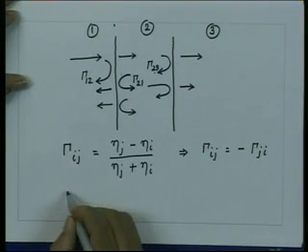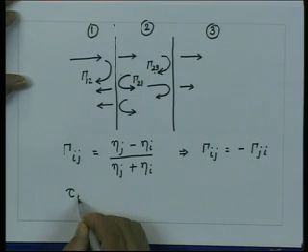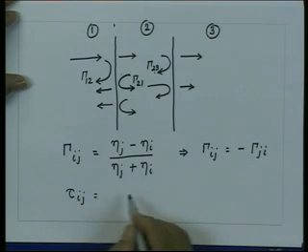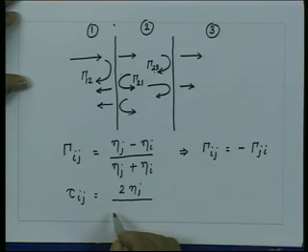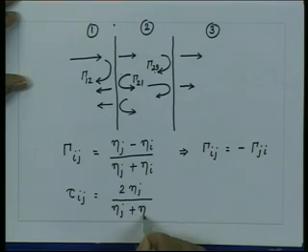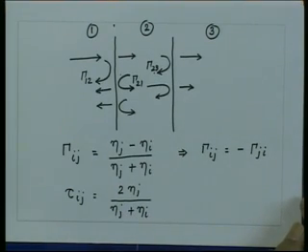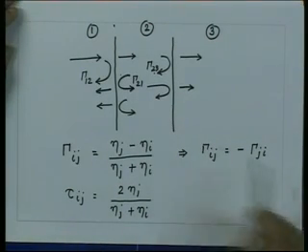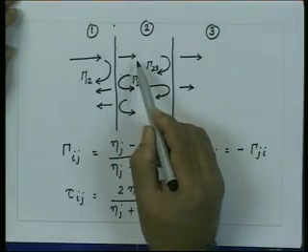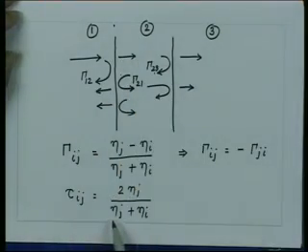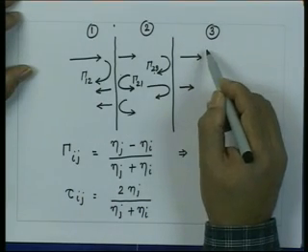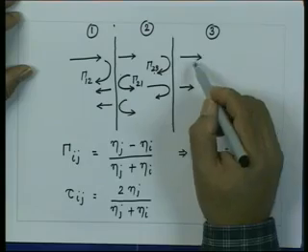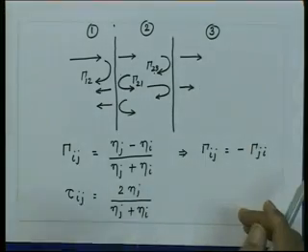Similarly, the transmission coefficient we can get: tau ij is equal to 2 times eta j divided by eta j plus eta i. So, this transmission coefficient here would correspond to 2 times eta 2 divided by eta 1 plus eta 2. This transmission coefficient would correspond to 2 times eta 3 divided by eta 3 plus eta 2, and so on.